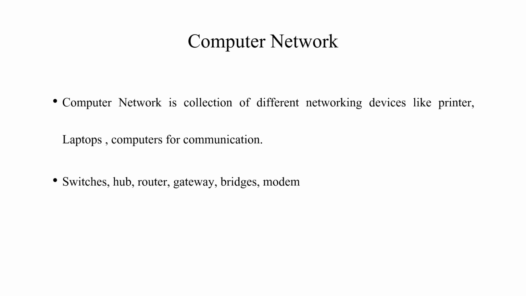Computer network. A computer network is a collection of different networking devices like printer, laptop, computer, switches, hub, router, gateway, bridges, modem for communication purpose. Different networking devices are switches, hub, router, gateway, bridges, modem, etc.